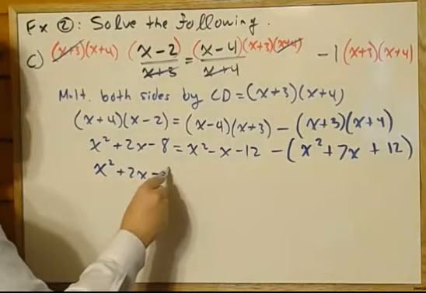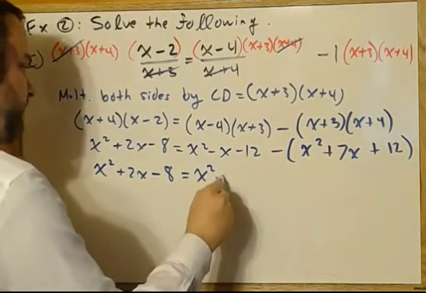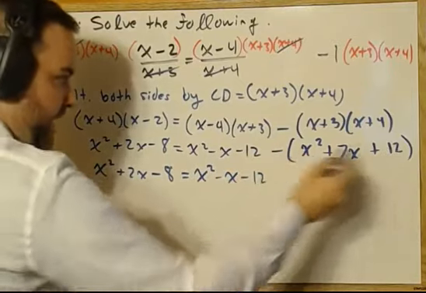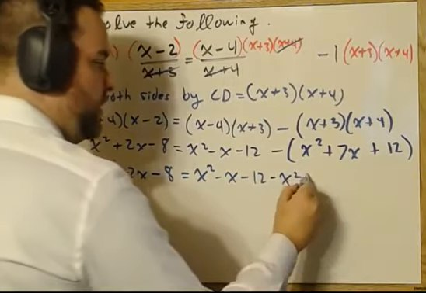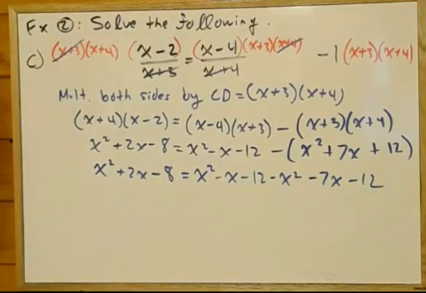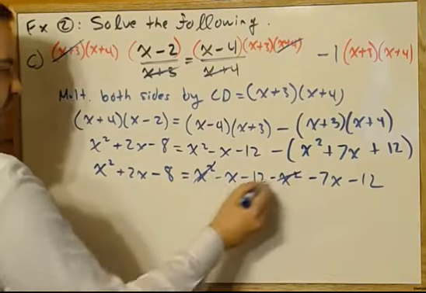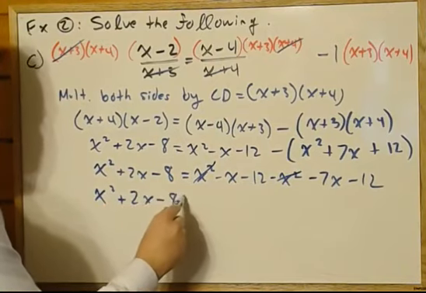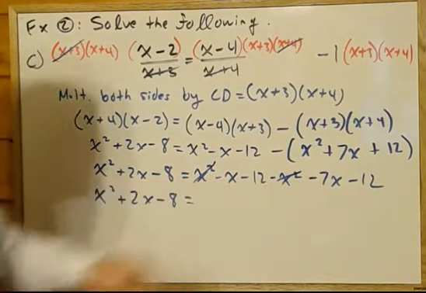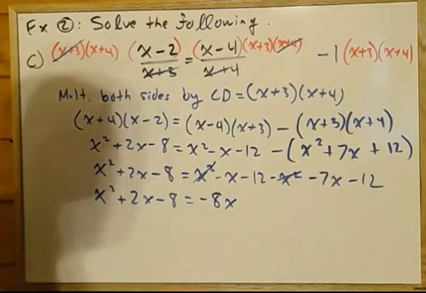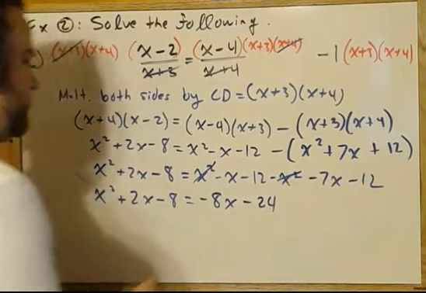So rewriting this out, x squared plus 2x minus 8 is equal to x squared minus x minus 12. And now all of these signs get flipped because it's negative minus all of this. So minus x squared, negative minus 7x minus 12. We notice that one of our terms will not survive here on the right. We have an x squared and a negative x squared. They go away. And so combining our like terms on the right side, negative x minus 7x is negative 8x. Negative 12 minus 12 is minus 24.